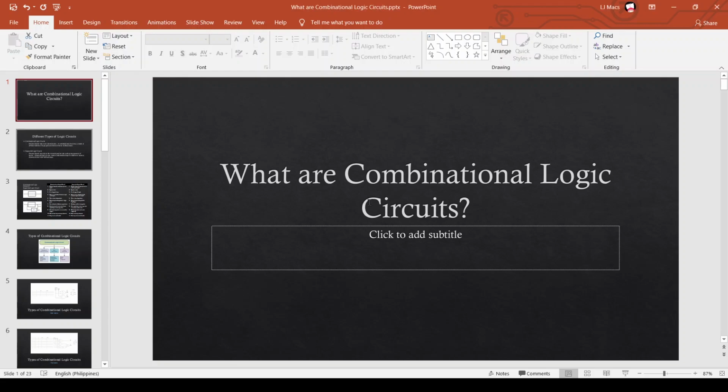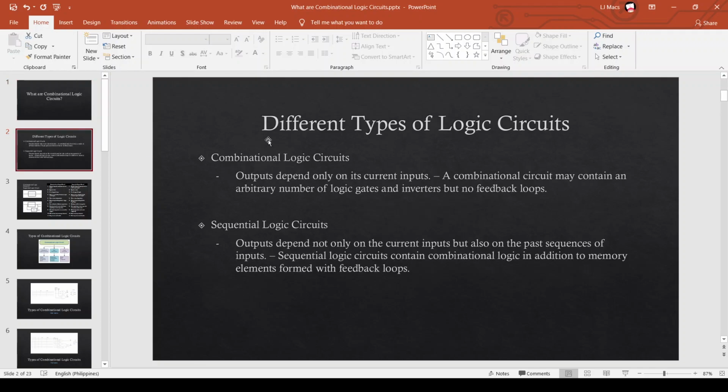Today we're going to talk about combinational circuits. But first, let's talk about the different types of logic circuits. There are two types of logic circuits: combinational logic circuits and sequential logic circuits.